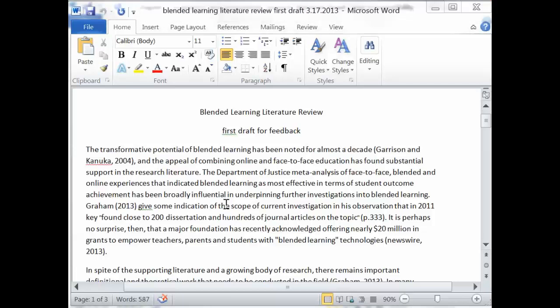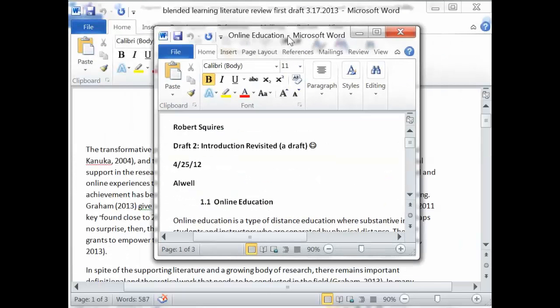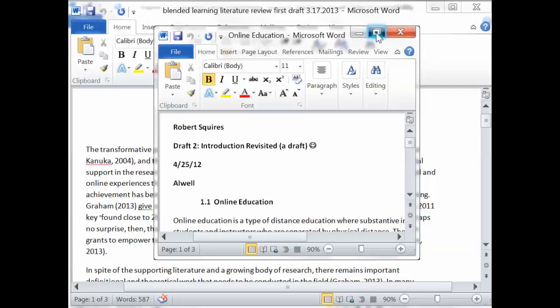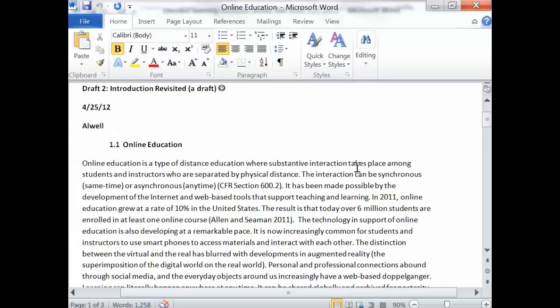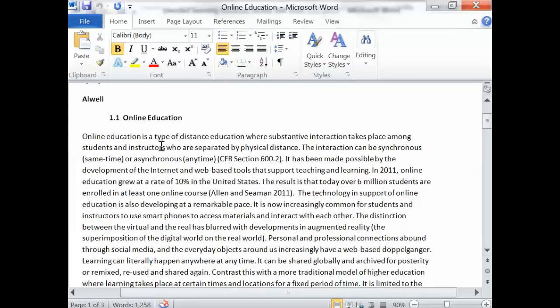So here's an introductory pitch just to give you a sense of what that might look like. This was from a review. I did an introductory draft for my piece in this class some time ago. It starts off with a more definitional piece. Again, I need to explain what online education is. I try to make this something that captures people's attention.